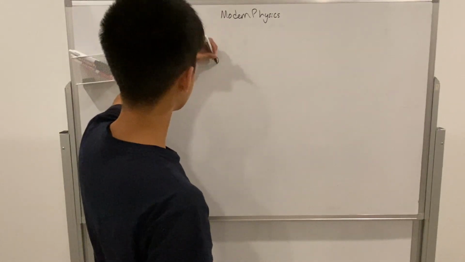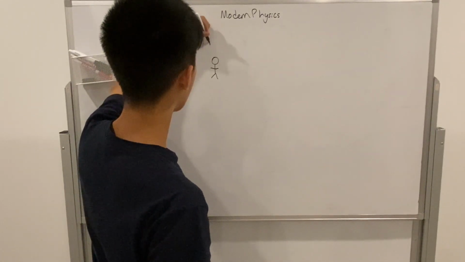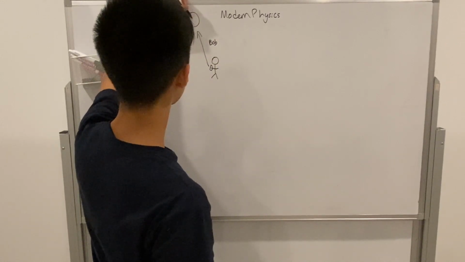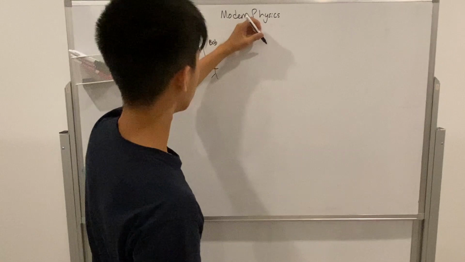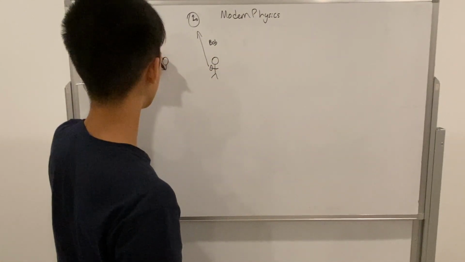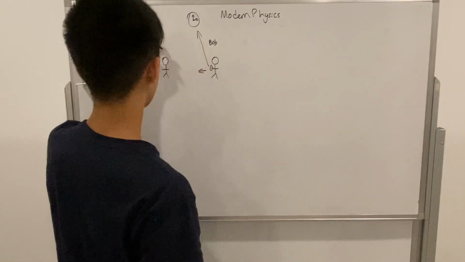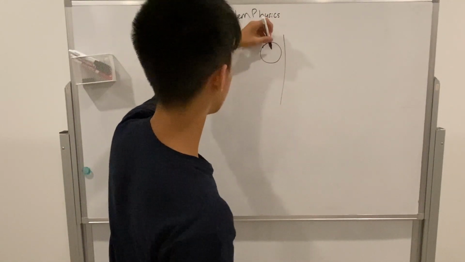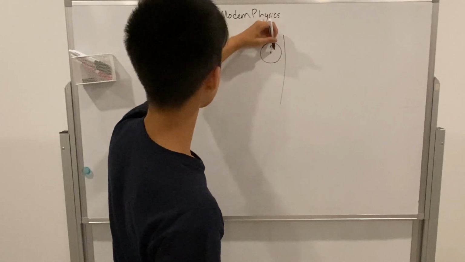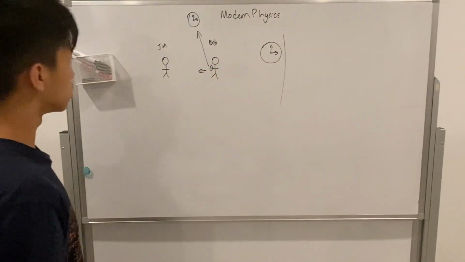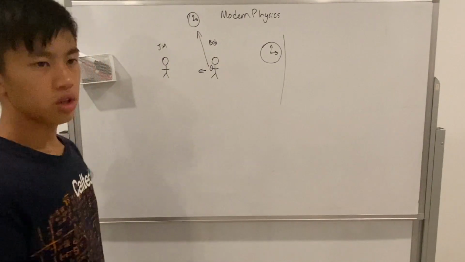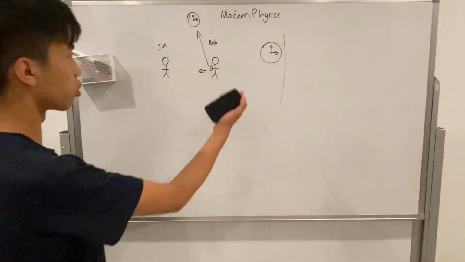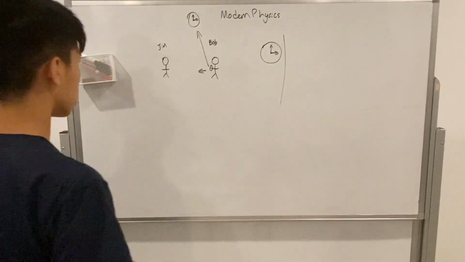So let's say we have a runner. His name is Bob. He's wearing a runner's watch. Now let's also have a stationary observer who's just not moving. Call him Jim. And then we have a wall with a clock on it. So it's been well established that Bob's clock, as he runs, will be slower than the one that's on the wall.